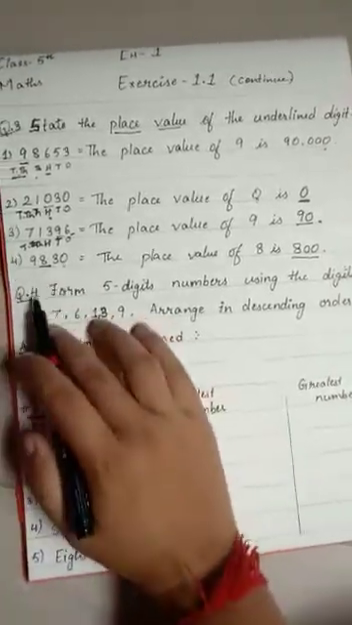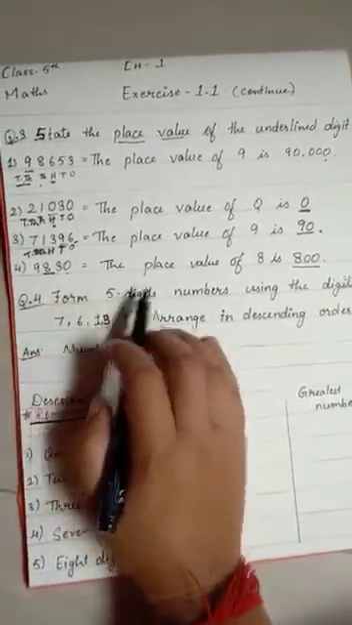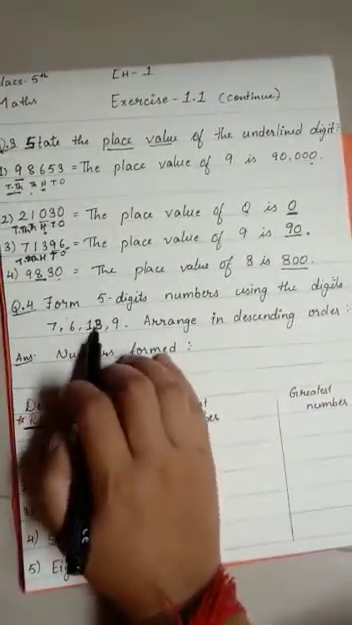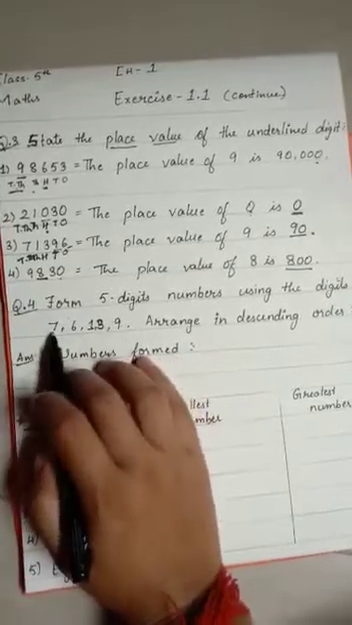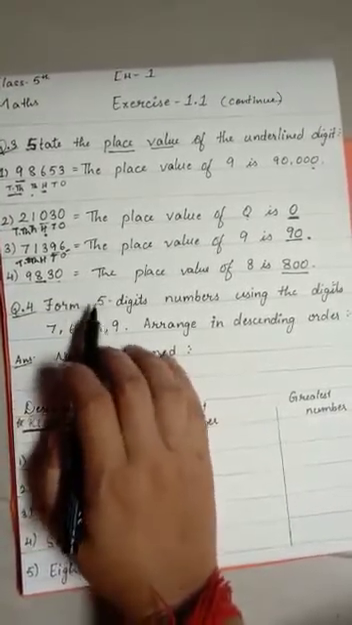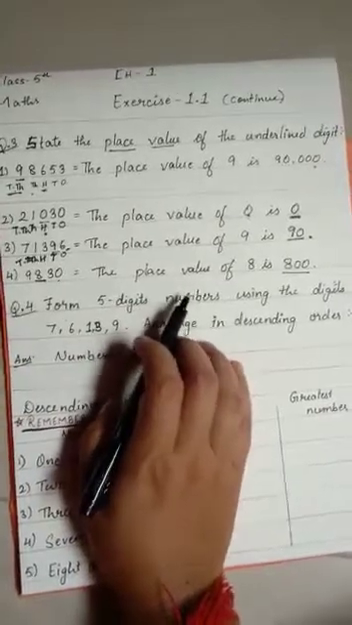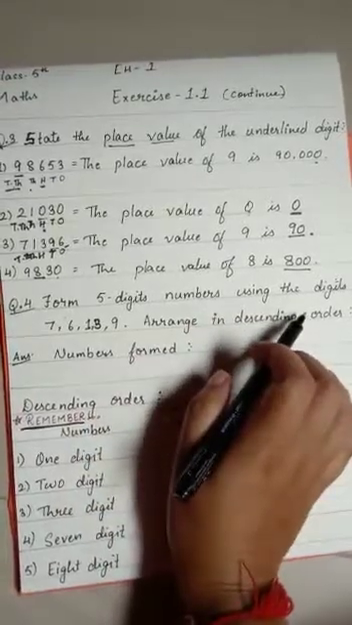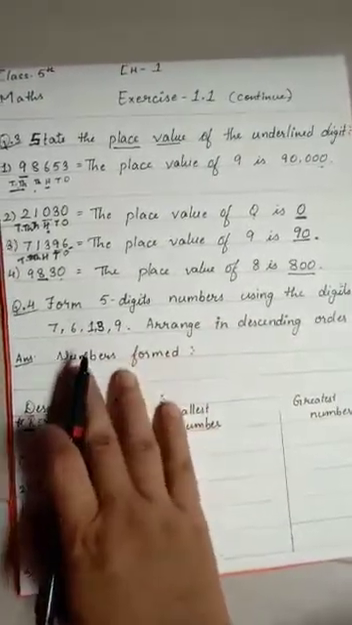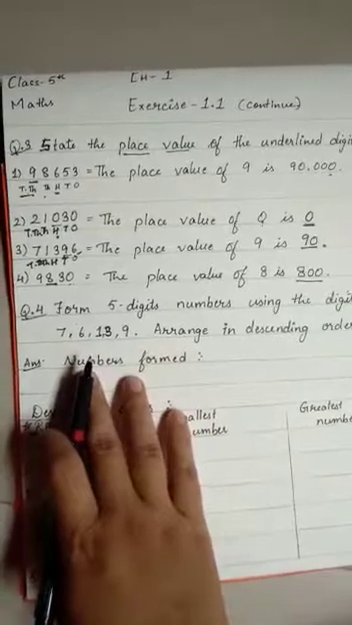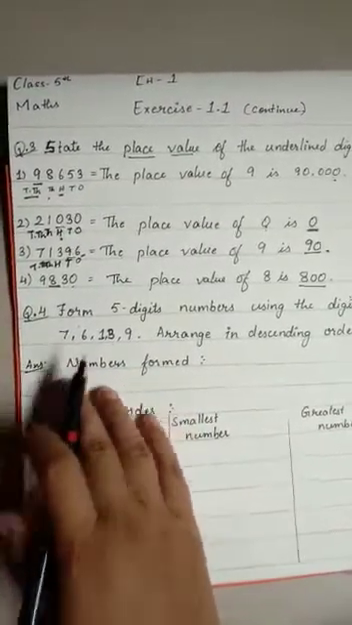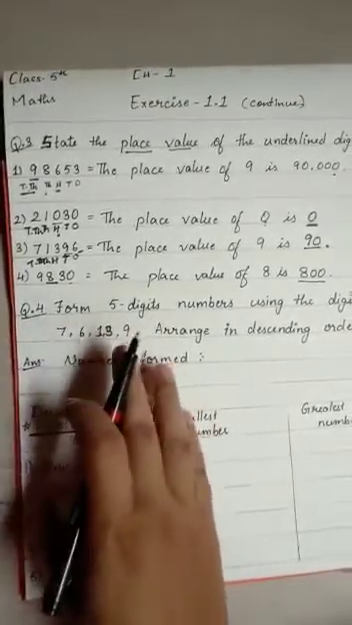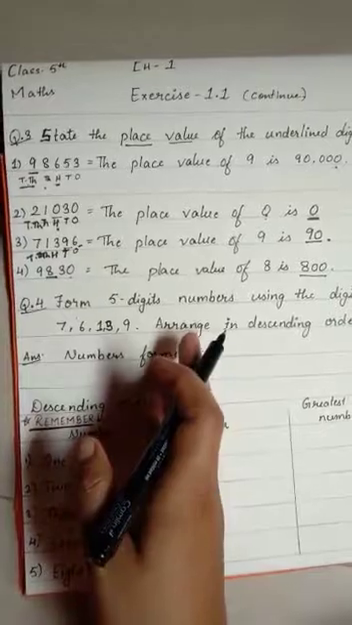Now question number 4: form 5-digit numbers using the digits 7, 6, 1, 3, 9. These numbers are given. We have to form 5-digit numbers, meaning different numbers, and then arrange them in descending order. This is just like the jumbling of words which you have enjoyed in your English subject. What you have to do is jumble all these digits in different orders and make new numbers.